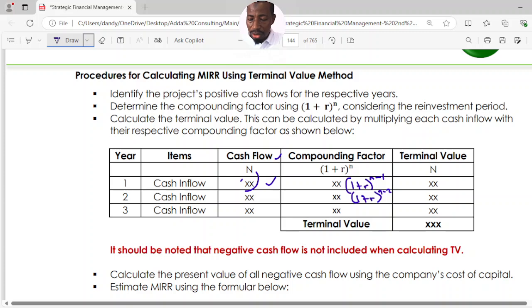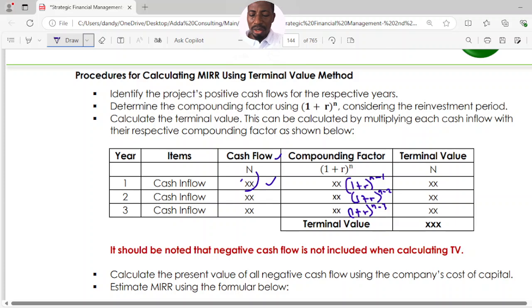So when I get to the third year, I will say 1 plus r raised to power n minus 3. So that will be 3. Then in the last one, your exponent will be equal to 0, because, for example, the useful life of this one is 3 years, and 3 minus 3 will give us 0. So that is what you are going to do.